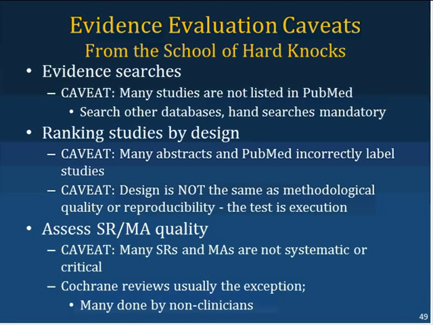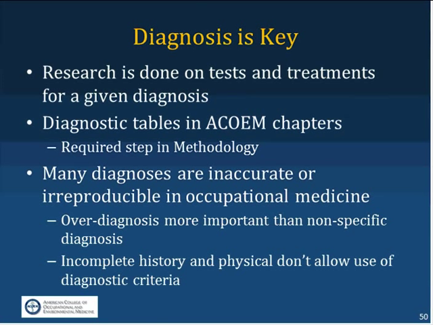Cochrane reviews are usually very well done, but there's a caveat that some of them are done by non-clinicians, so the clinical significance of some of the statistical conclusions has to be looked at. Diagnosis is absolutely key because studies are done by setting up inclusion criteria based on either symptom clusters or diagnoses. And that's the reason there are diagnostic tables in ACOEM chapters, and it's required in the methodology.